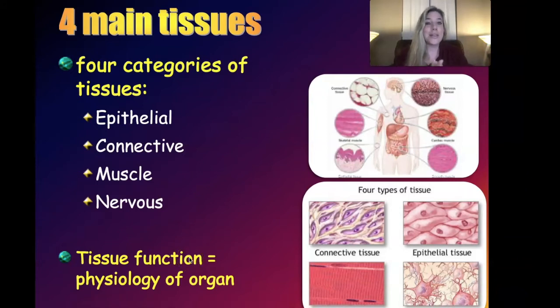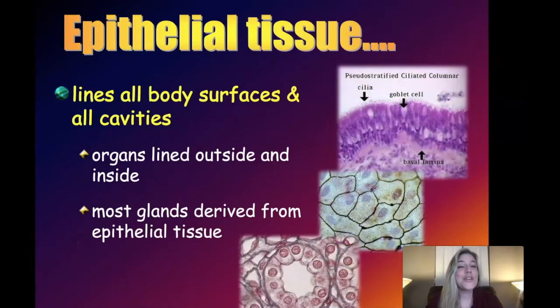So this is a very important concept when you're studying anatomy and physiology, that function follows form. So the first of those 4 categories we're going to tackle is epithelial tissue. Epithelial tissue, epi means upon, right? So this is the tissue that lines all body surfaces, all cavities of the body.